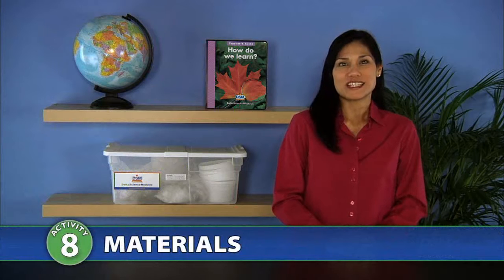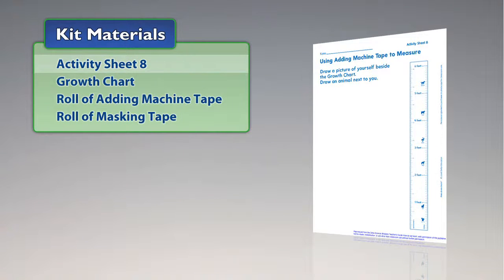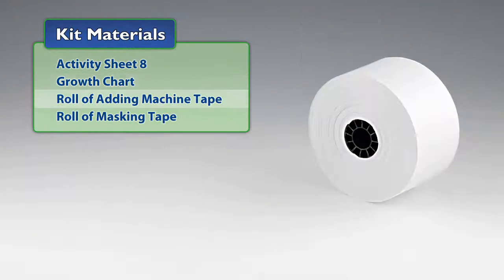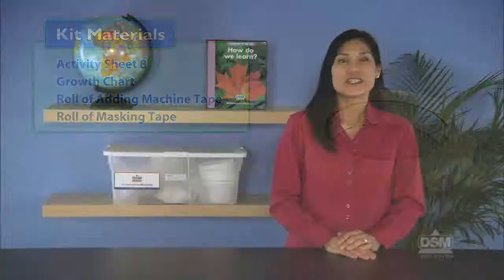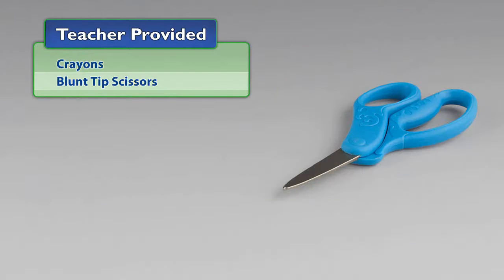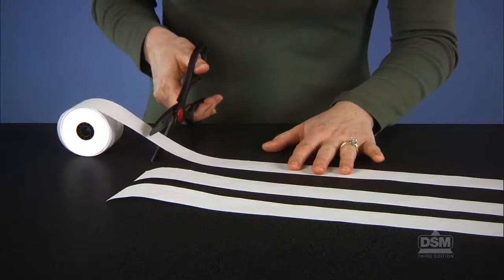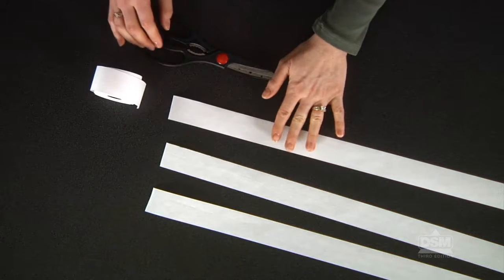From the kit, you will need Activity Sheet 8, Growth Chart, a roll of adding machine tape, and a roll of masking tape. You will also need to provide crayons and blunt tip scissors. To prepare for the activity, make a copy of Activity Sheet 8 for each student. Cut 120 centimeter lengths of adding machine tape, one for each student. Measure and cut a piece of adding machine tape the length of your own height.